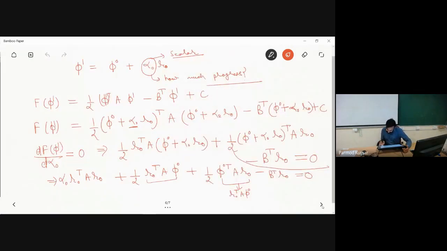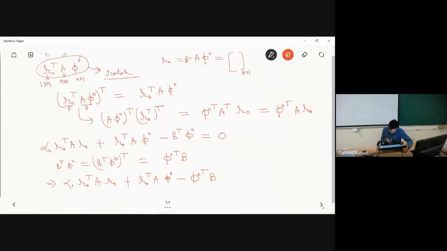Sorry, I have made this mistake. It was BT into R naught. So here I have made a mistake. It was BT into R naught. And if I consider this BT into R naught, it will become over here as transpose of R naught T into B. So here I have to write transpose of R naught T into B. Okay, this equal to 0.